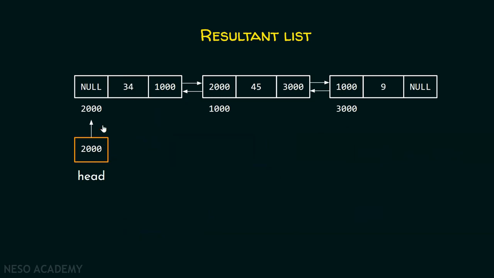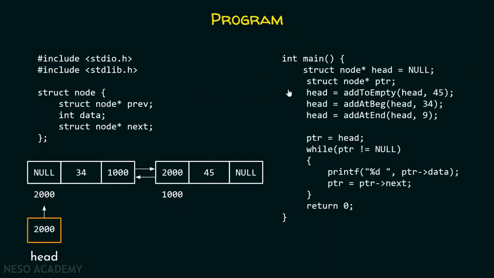We have a head pointer pointing to the first node and a new node has been added at the end of this list. This is the complete program, and in this main function, these 4 lines of code have been taken from the previous lecture. Add to empty function helps us in adding this particular node. Add at beg function helps us in adding this particular node. These 4 lines of code have been added from the previous lecture, and I'm assuming here that these functions are already available to us. Now after this, we'll call this particular function, that is add at end function.